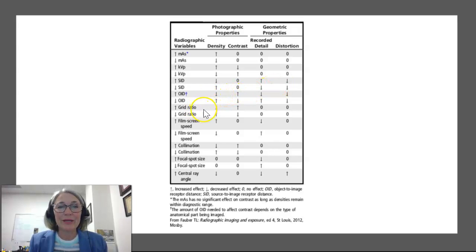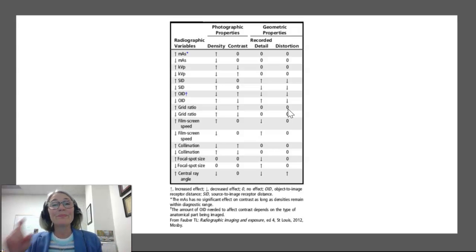If you take your increased grid ratio, you decrease your IR exposure, you increase your contrast, no effect on recorded detail and no effect on distortion. Now you're like, no effect on recorded detail, but it's so much clearer, the image looks so much better. The detail was always there. It was just underneath a layer of fog, so you couldn't see it. It was still there though, because all the scatter radiation was on the top. It's like a cake. You have a cake and it's frosted. The frosting is the scatter. The cake's still on the inside, but once you remove the frosting, you can see the cake.